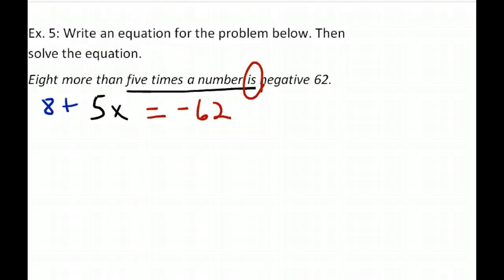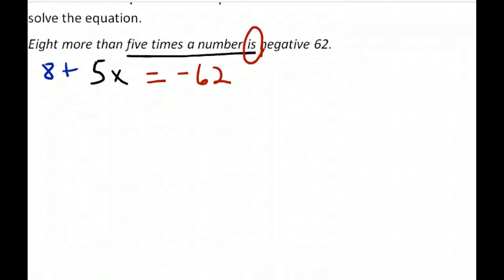Now we got to solve that. All right, so we're going to deal with what's added. We've got positive 8 plus 5x.